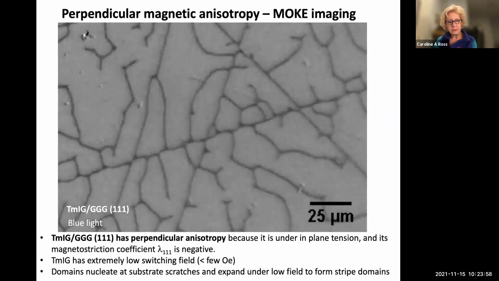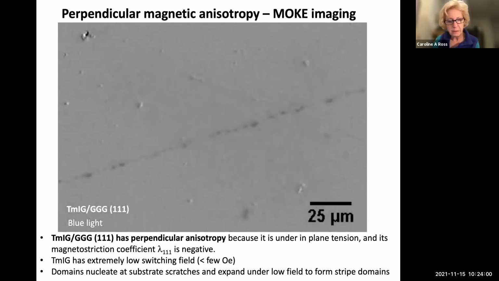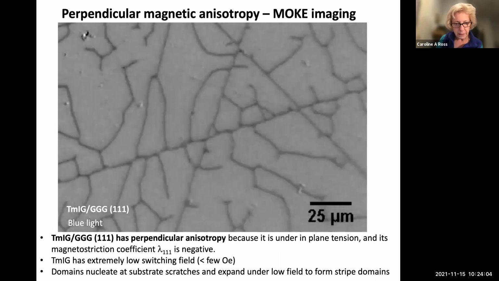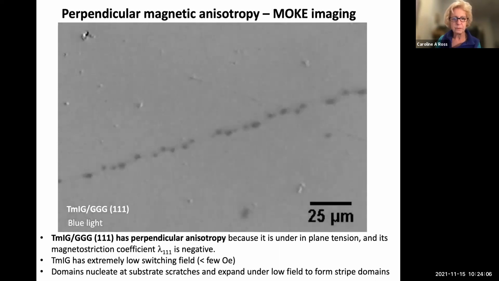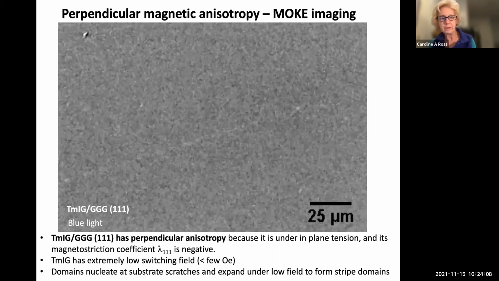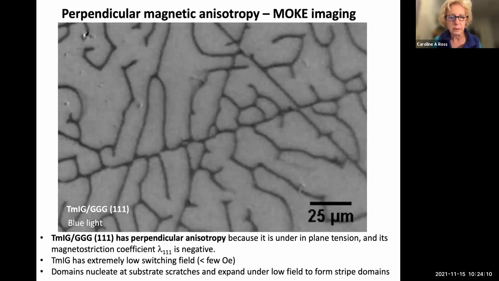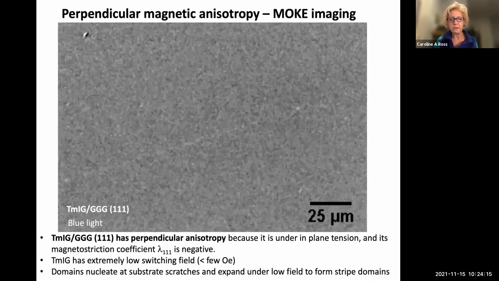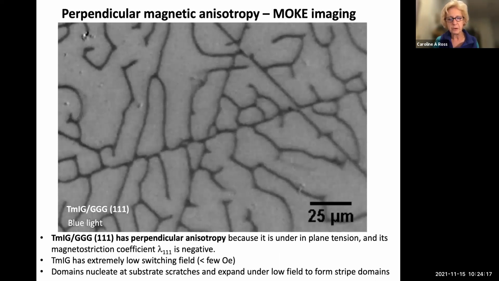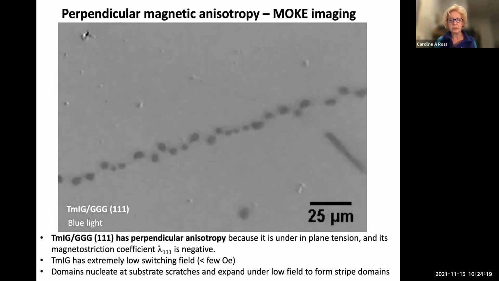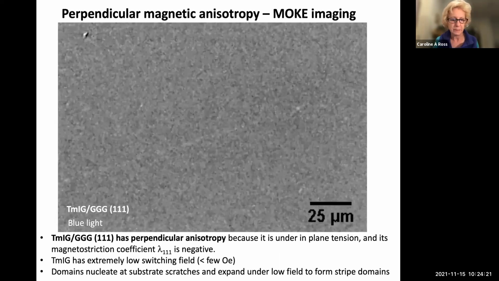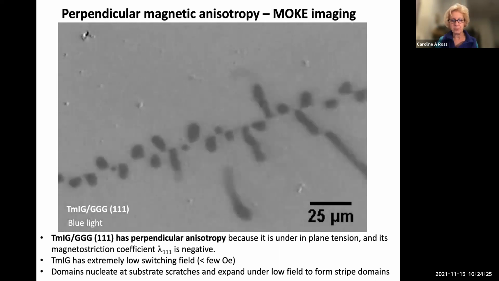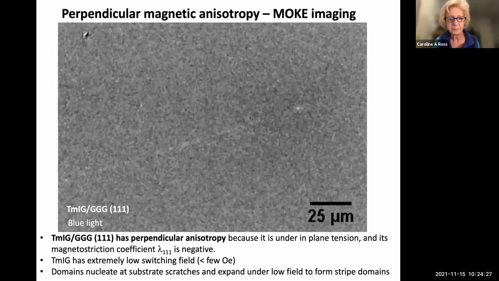Because of the perpendicular anisotropy, we can get really pretty looking domain patterns. And I'm showing this movie. I hope it's playing on your screens, but this is one of these perpendicular films. This is actually thulium garnet, and an applied field of just a few oersteds will cause these domains to expand and contract. You can see them nucleating along a scratch and then expanding outwards. So this is one of the consequences of having that perpendicular anisotropy.